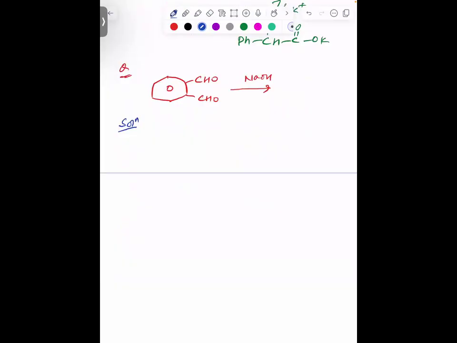See, first, both are same. Since both are same, we have no choice as to which one will undergo oxidation and which one will undergo reduction. So anyone can undergo oxidation and the other one will undergo reduction. The oxidation will make the anion. Since it is making the anion, this anion can act as the nucleophile.